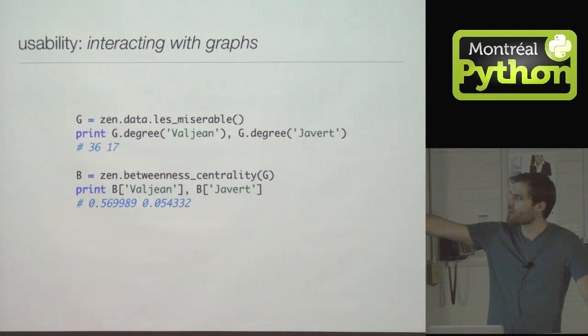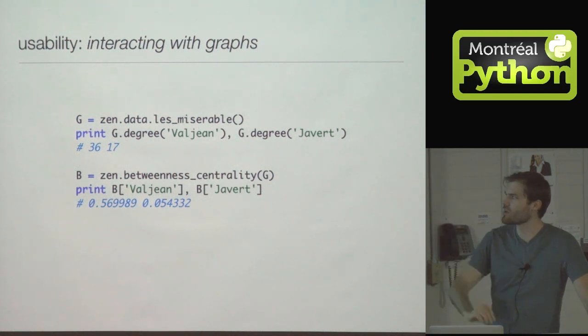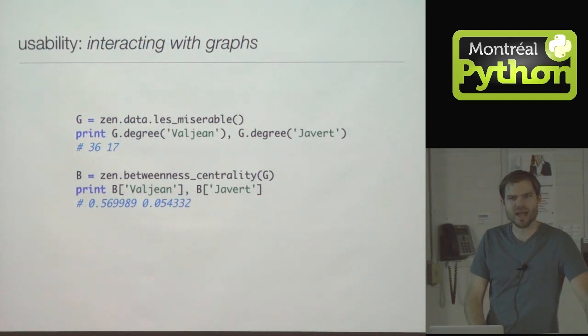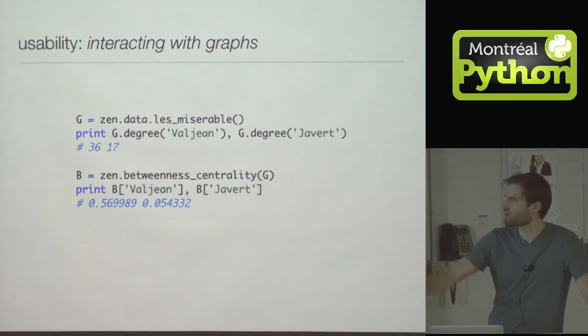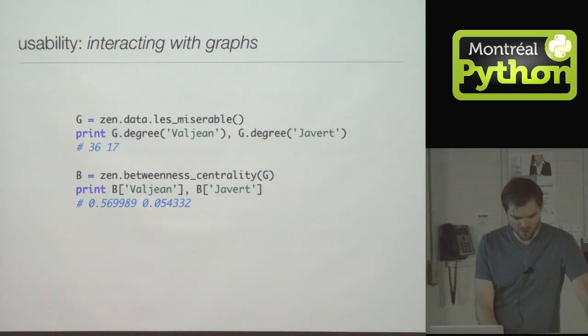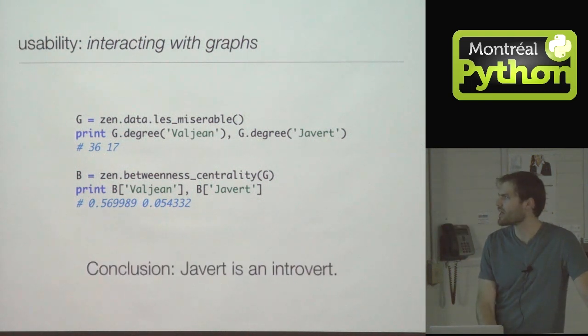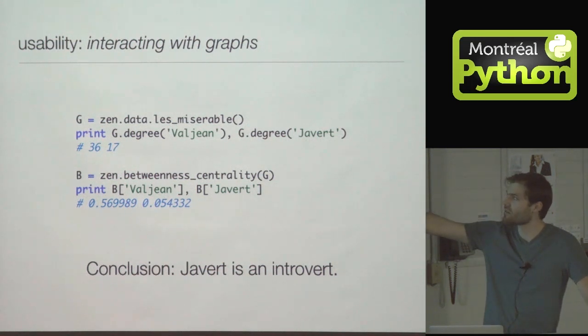Down there, what I'm computing is effectively the betweenness of these two nodes, which is to say how important they are to the structure of the network. And so what we see is we have Valjean with one score, we have Javert with a different score, and we can come to a conclusion that Javert is an introvert from our network analysis. He's not very central, and he doesn't have very many friends. But this is the kind of deep, insightful analysis that you can do very quickly in Xen.